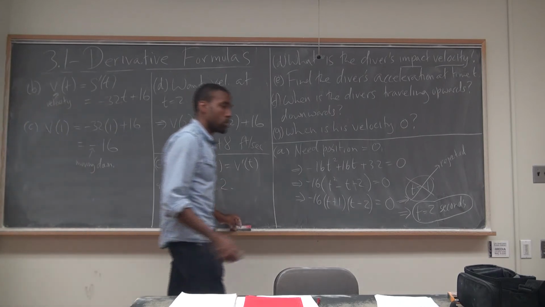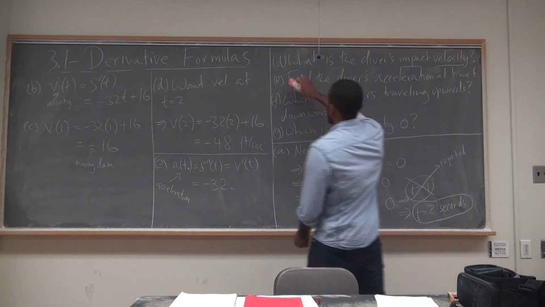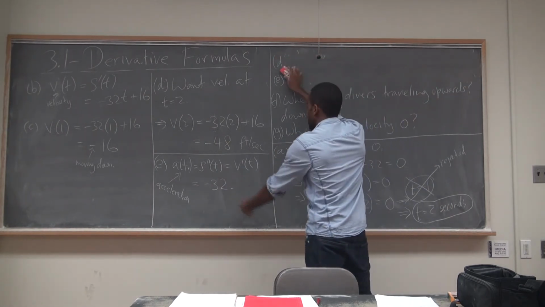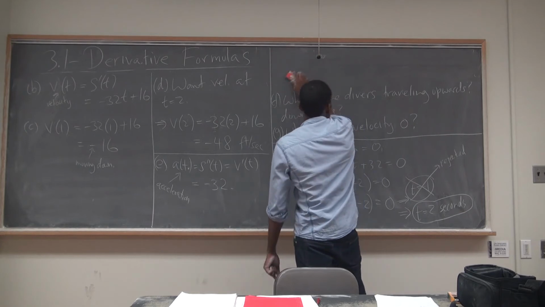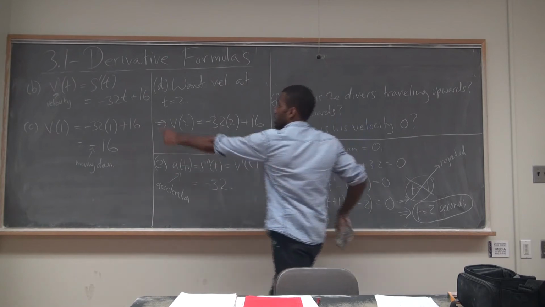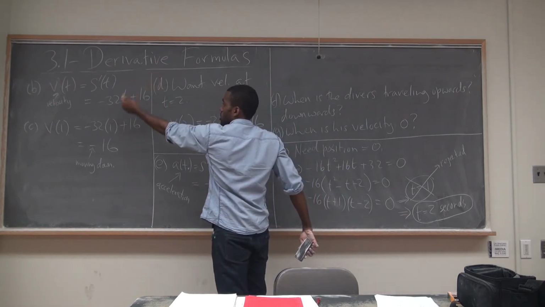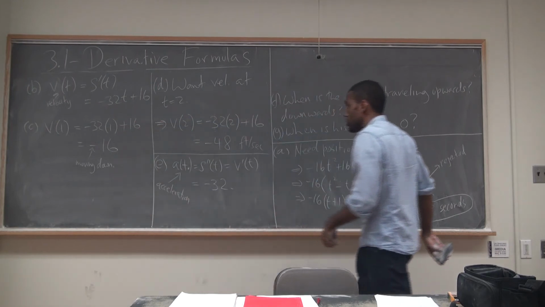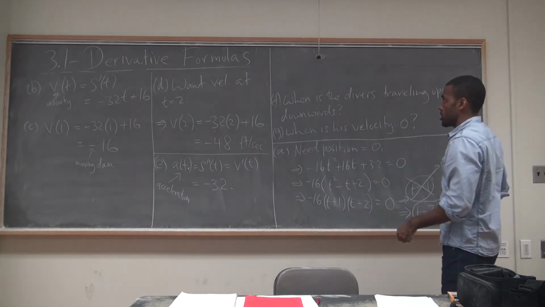That's actually gravity. That's the acceleration due to gravity. It's minus 32. So your acceleration is a constant function in this case. Wait, how did you get negative 32? Oh, I differentiated the velocity. Derivative of 16 is 0, derivative of t is 1, and that constant just comes out by the constant factor rule. So it's just minus 32.